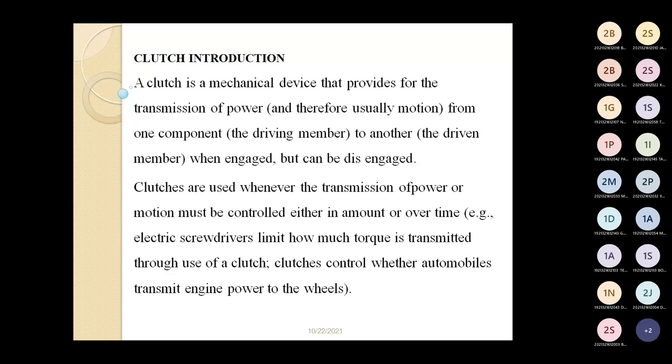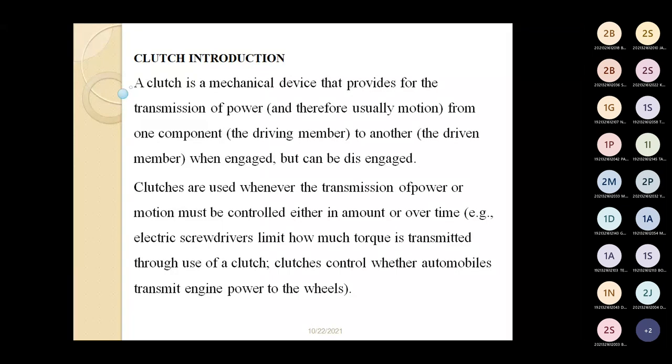Now, whenever an automobile gets started, whenever the engine gets started, at the initial stage the clutch is always in engaged position. So when the engine starts, the flywheel, whatever component is there, very soon we are going to see that component, rotates. So when the flywheel rotates, the clutch, which is mounted on the flywheel, also rotates. Clutches are used whenever the transmission of power or motion must be controlled, either in some amount or over time.